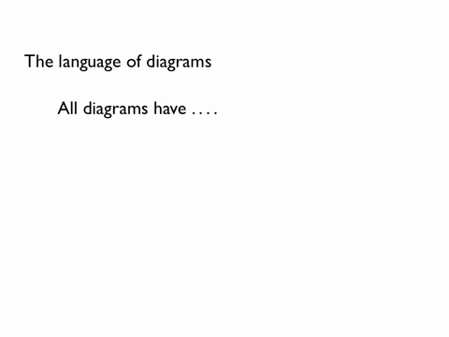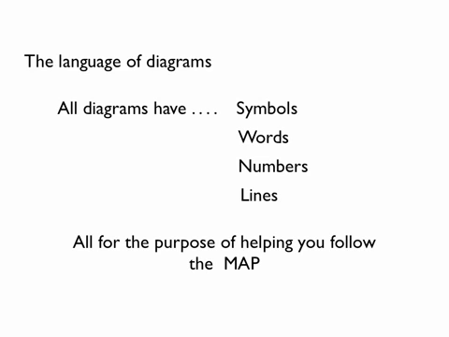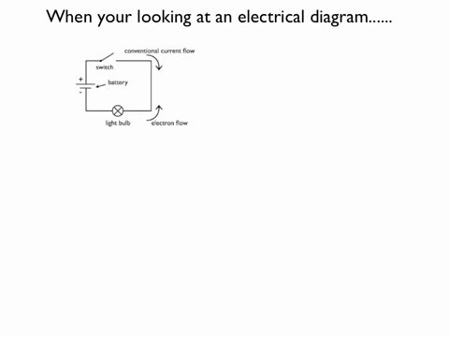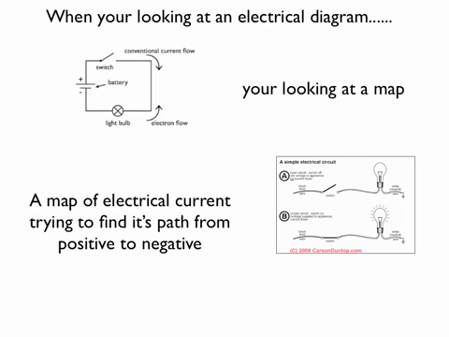The language of diagrams always includes symbols, words, numbers, lines. All of this stuff is on there, and it's all for the purpose of helping us follow the map. Now, we're going to talk more about symbols as we go along in each one of these sessions. But when you're looking at an electrical diagram, remember, you're looking at a map. Not a street map, but a map of electrical current trying to find its path from positive to negative.